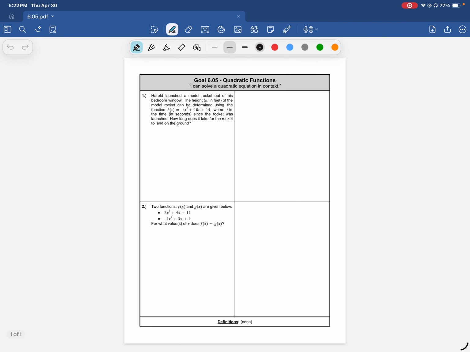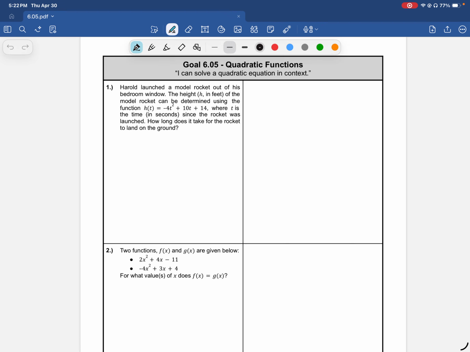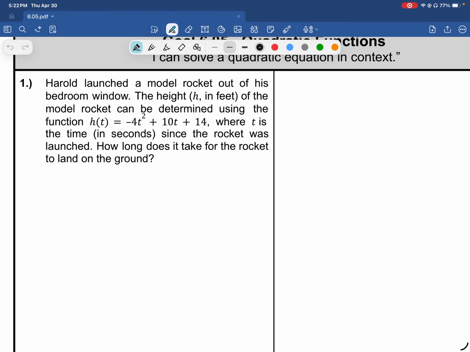Okay, 6.05. Love this one. Solving a quadratic equation in context. Number 1 says Harold launched a model rocket out of his bedroom window. The height, h, in feet of the model rocket can be determined using the function h(t) equals negative 4t squared plus 10t plus 14, where t is the time in seconds since the rocket was launched. How long does it take for that rocket to reach the ground?